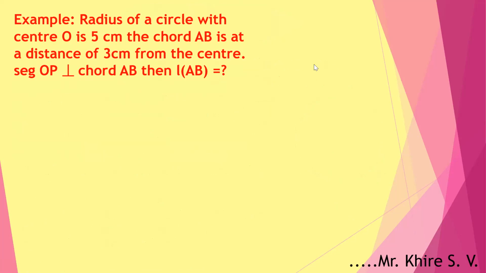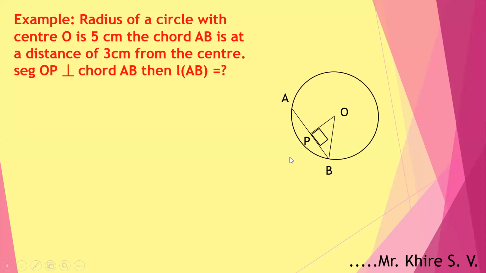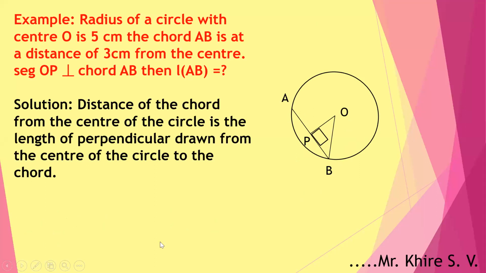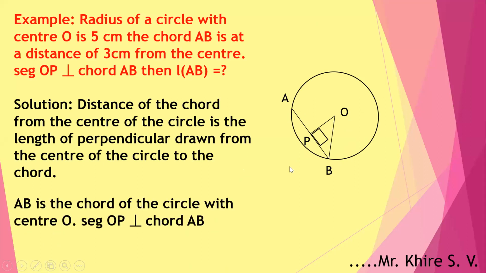Let us see an example. Radius of a circle with center O is 5 cm and chord AB is at a distance of 3 cm from the center. Segment OP is perpendicular to chord AB. Then we have to find out length AB. In the figure you can see O is center of circle, AB is chord of the circle and OP is perpendicular to segment AB. Solution is, distance of the chord from the center of the circle is the length of perpendicular drawn from the center of the circle to the chord.